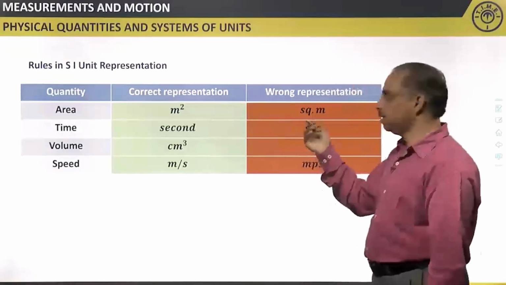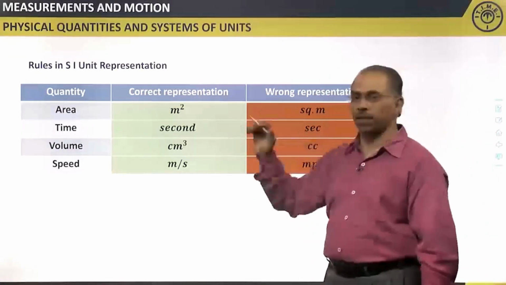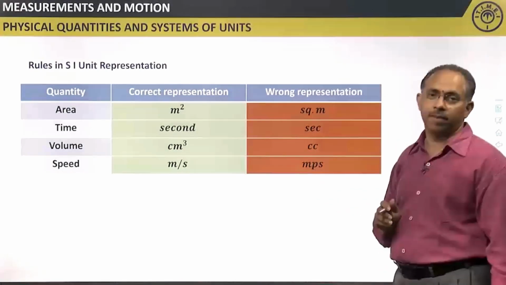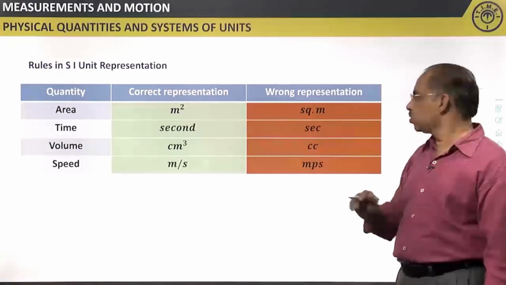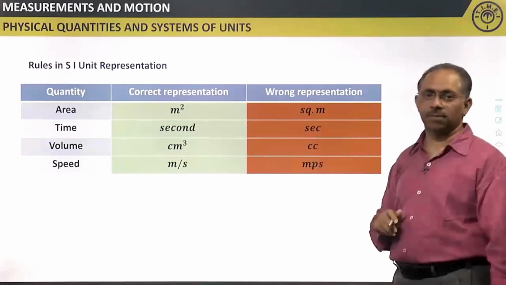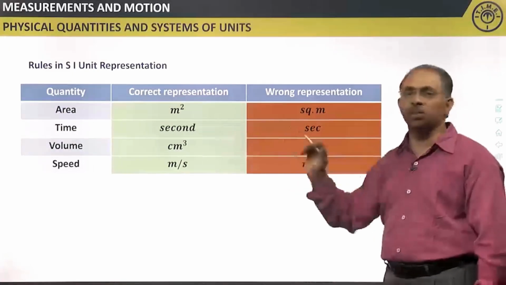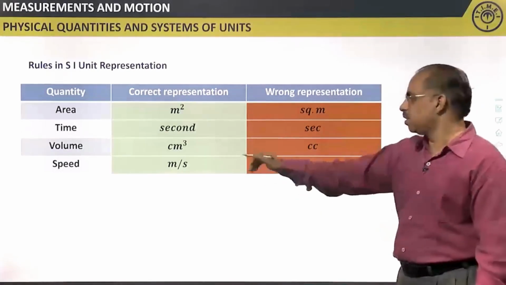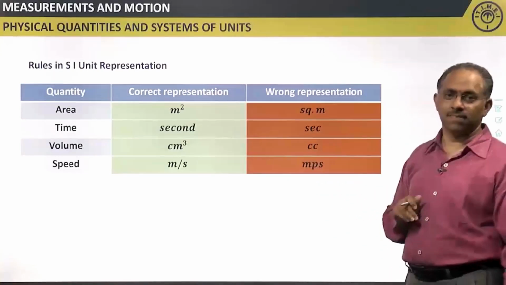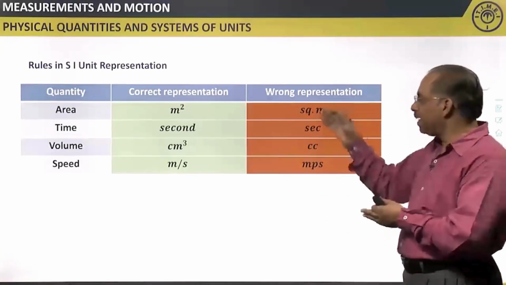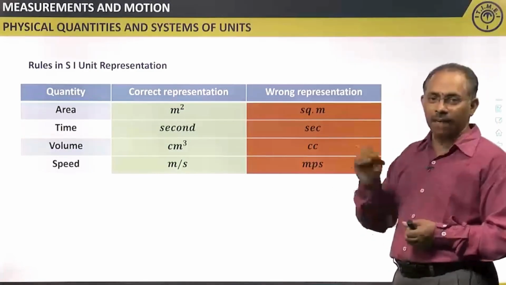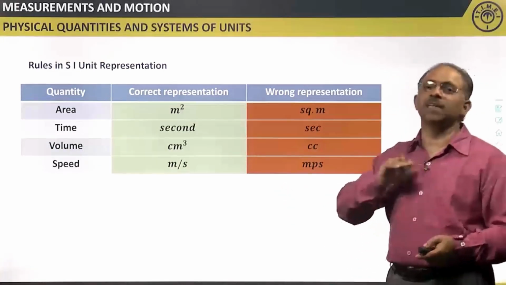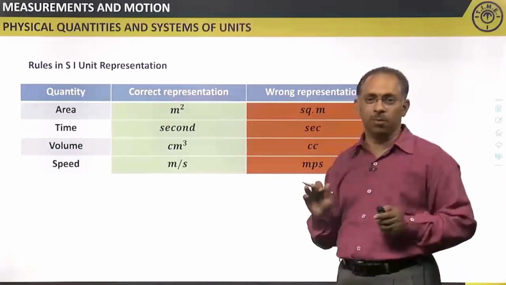Now here you have the wrong representations. Here I am writing sq. m for square meter. For second I am writing sec. Centimeter cube I am writing cc, which stands for cubic centimeter. And mps. You might have a habit of writing certain units like this. For writing second as sec, that is not required.